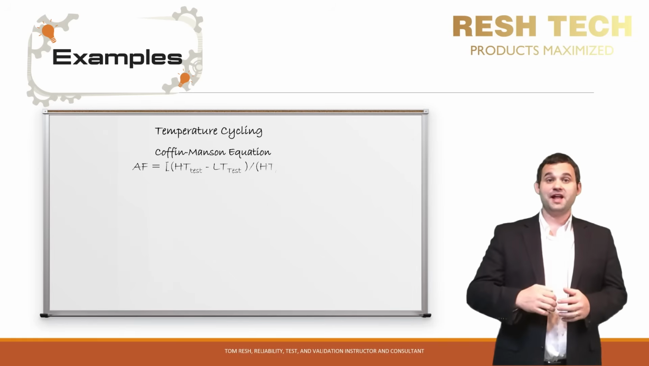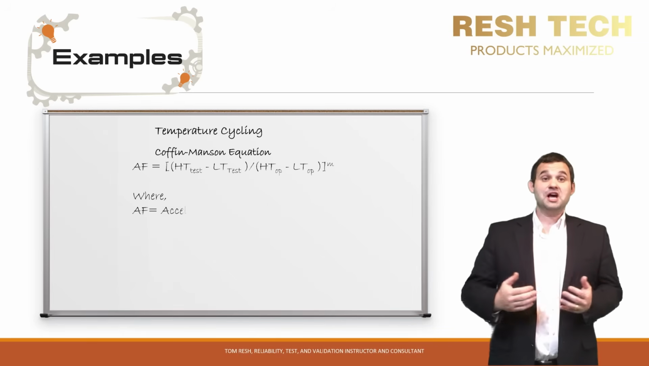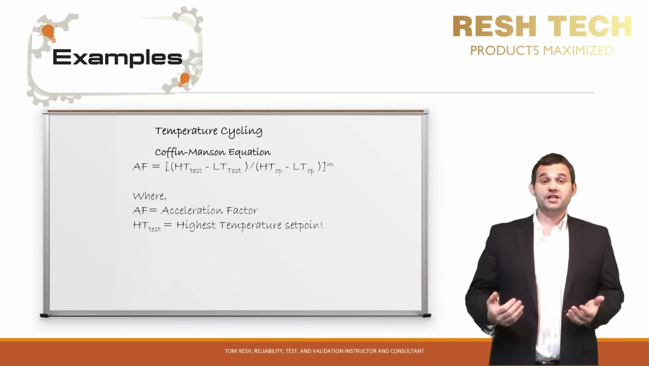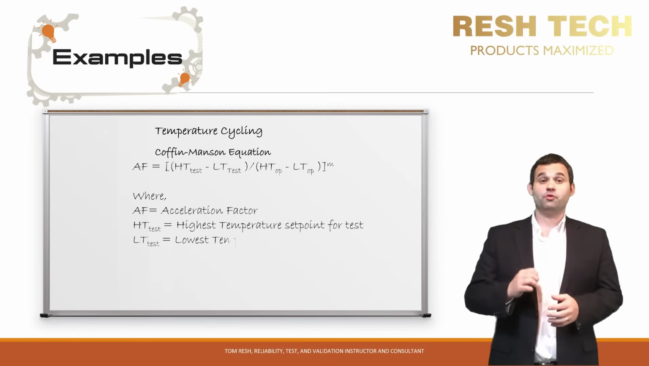All right, let's go ahead and accelerate another type of test, temperature cycling. Pictured is the Coffin-Manson equation. Let's go ahead and define each of these variables for the equation.